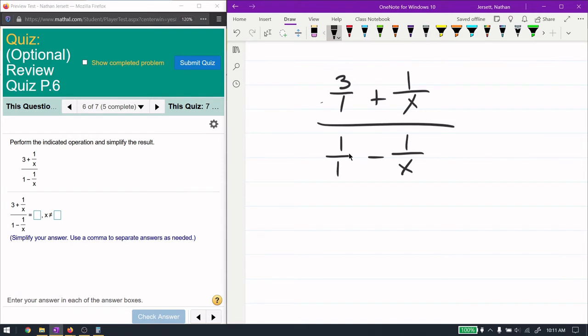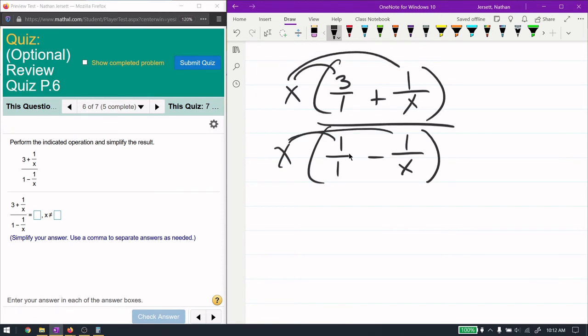I can multiply this thing by x over x, multiply this by x over x, and you'll see everything will have x in the denominator. But I don't need to do that. I'm going to multiply everything by the least common denominator. And so that distributes. So on top we have 3 times x is 3x. x times 1 over x is going to be 1. x times 1 is x. And x times 1 over x, that's negative 1. And now you see I removed the fraction within a fraction. And this is easier to work with.